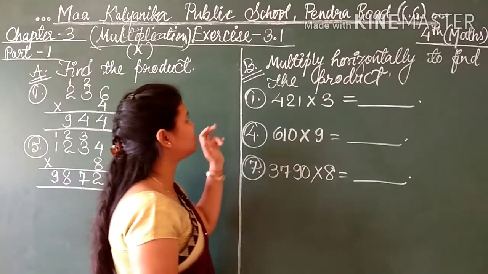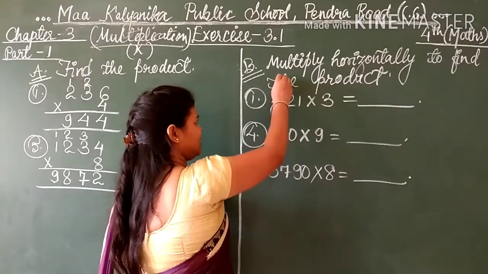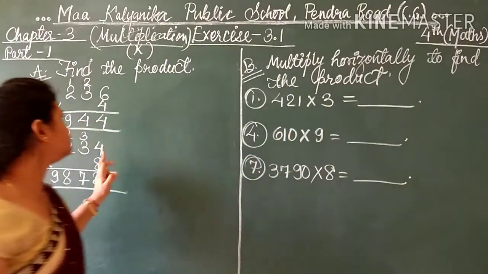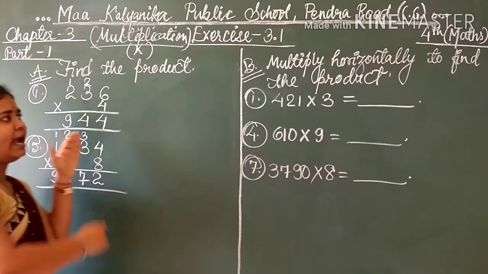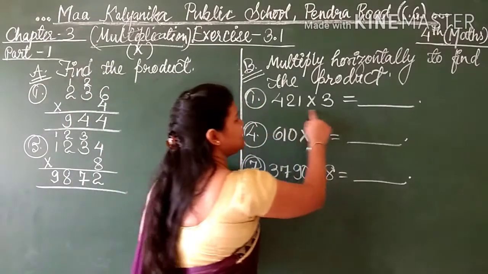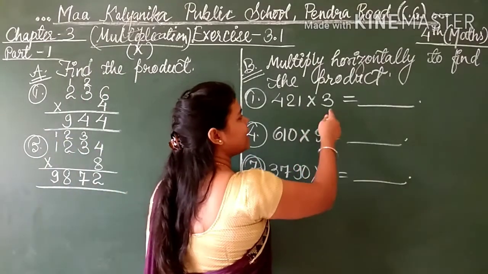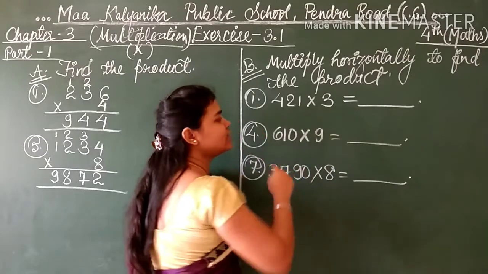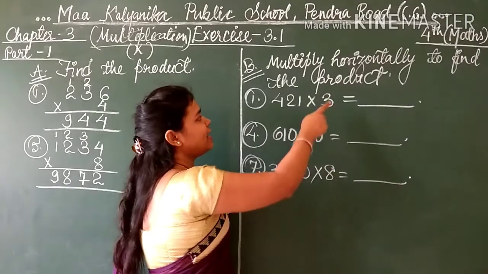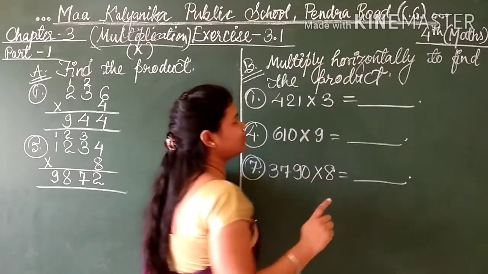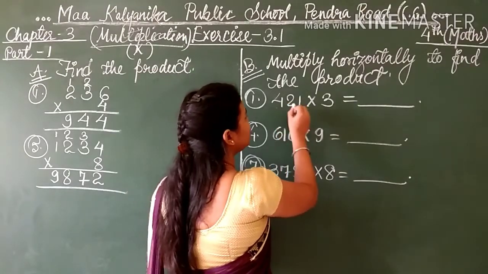So now moving to question number B. Multiply horizontally to find the product. Students, what is horizontally? Here it is arranged in a column, and horizontally means simply in a single line from left to right. So you simply multiply and write the answers from right to left, and in that way we can find the product. See how to find. You have to multiply horizontally to find the product. Here also you have to find the product. So now start. 4 1s are 4.